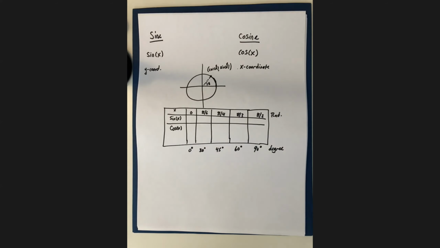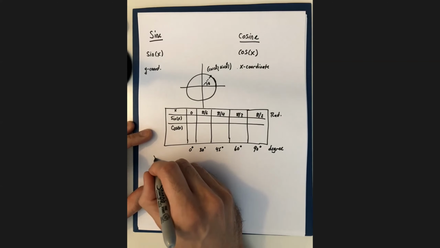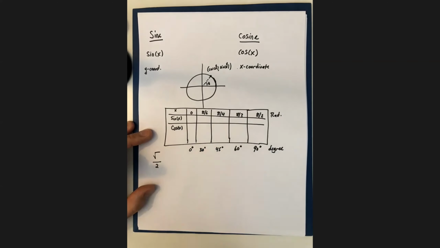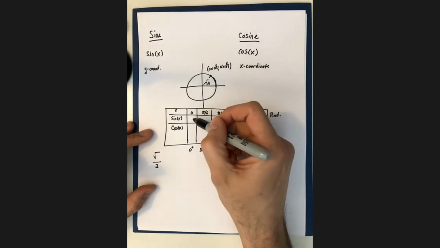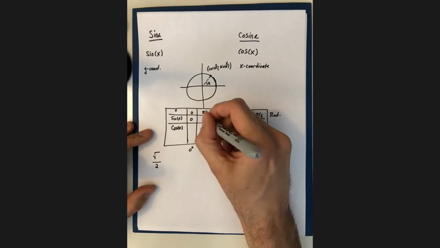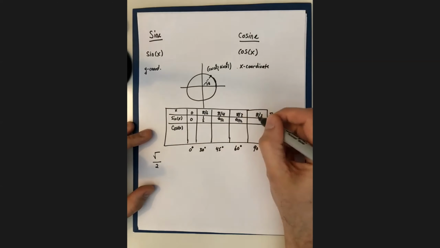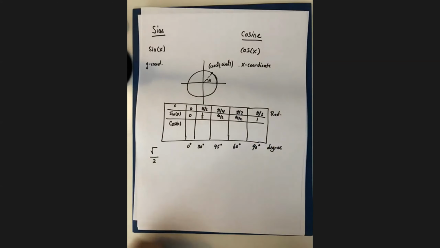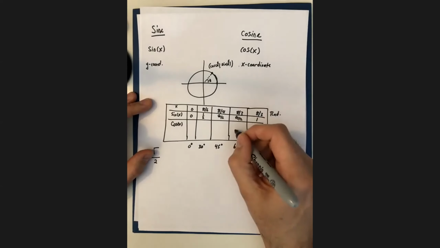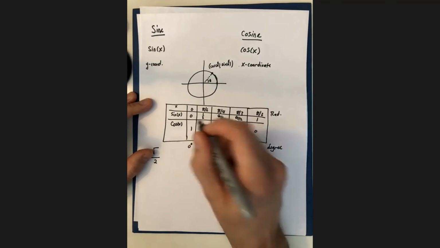We can fill out this chart with a method where we count 0, 1, 2, 3, 4. We're always thinking about something of the form square root of something divided by 2. Starting here, I have 0, so the square root of 0 over 2 is 0. Square root of 1 over 2 is a half. Then we have square root of 2 over 2, square root of 3 over 2, and then 1. When we go backwards, it's 1, square root of 3 over 2, square root of 2 over 2, 1 half, and then 0.